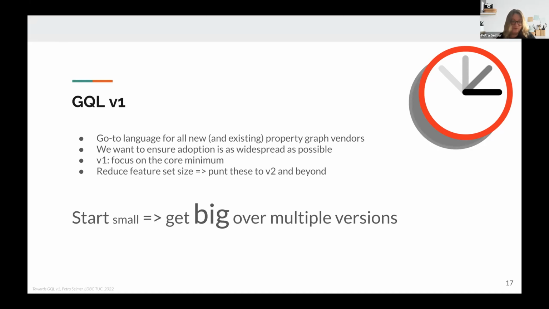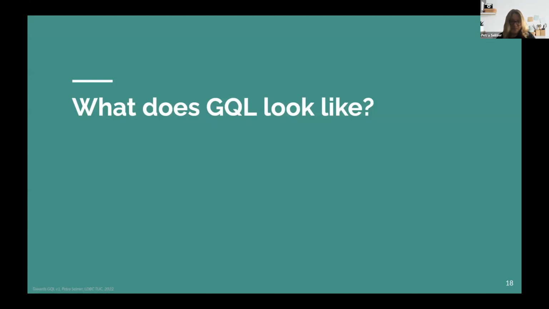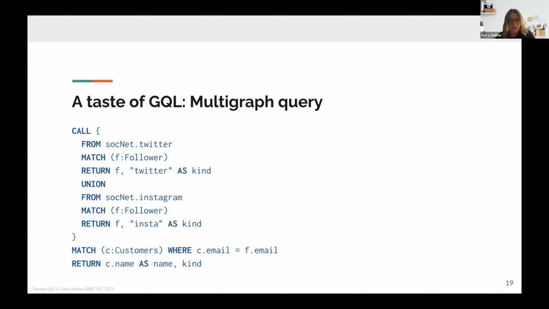So what does GQL actually look like? First of all, it's going to support querying multiple graphs. As you can see in this particular example, we have a graph called Twitter. And again, this shows the catalog. So assume that there's a Twitter graph stored in the SOCNet namespace in your catalog. From this graph you do some matches, and then you union that with another graph called Instagram, which happens to sit in the exact same namespace within your catalog.